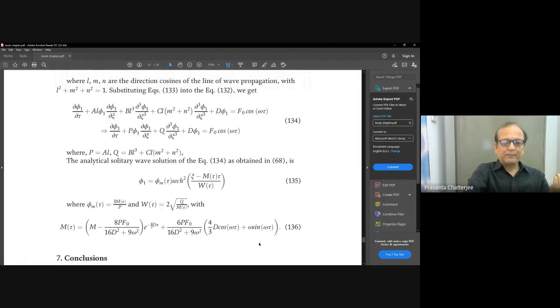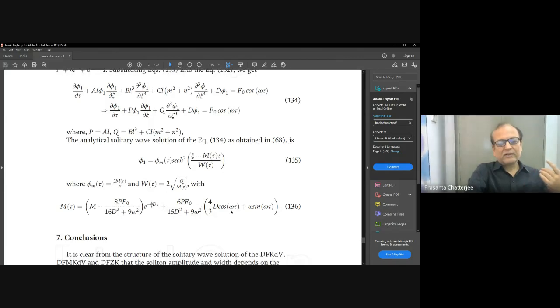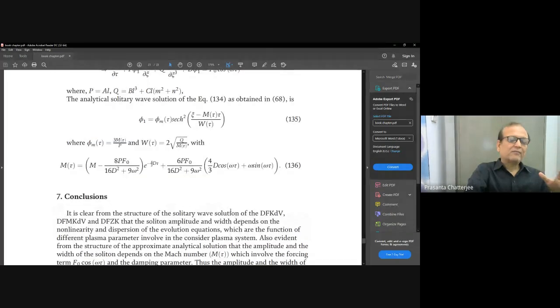we can easily obtain the value of m. This is the m. Equation 136 represents the value of m, where phi m is equal to 3m by p and omega equal to 2 into root over q by m. So in conclusion, we can say that approximate solutions of some nonlinear evolution equations are obtained with the help of the property of the KdV equation.